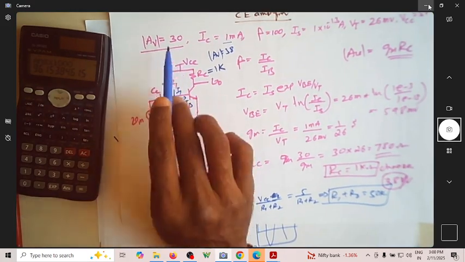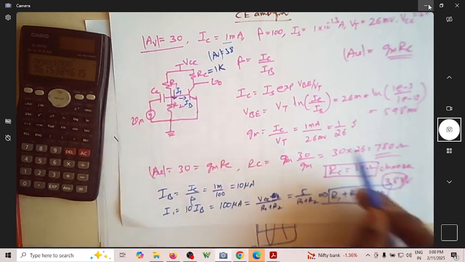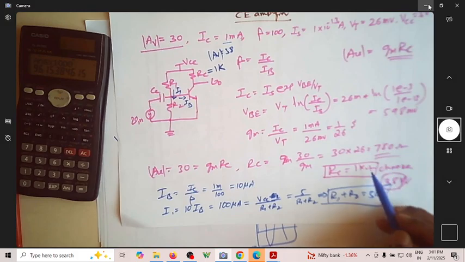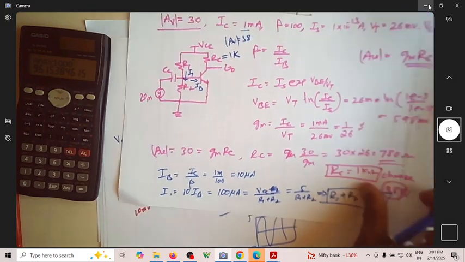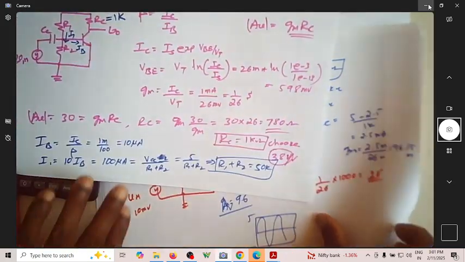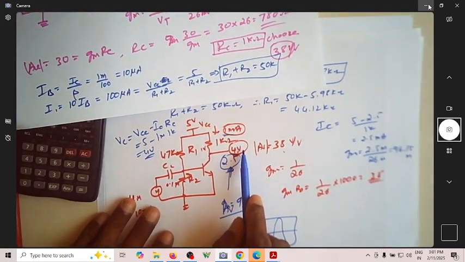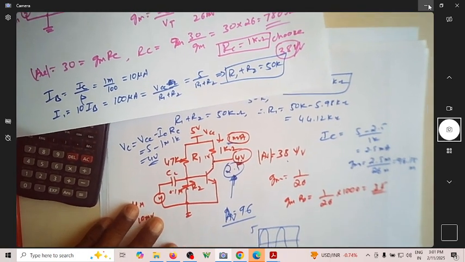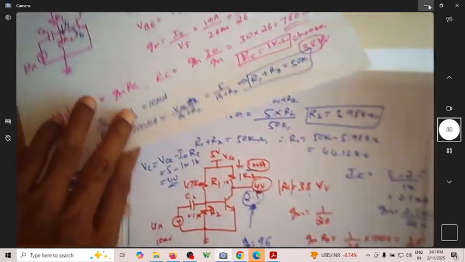I can say it's not exactly 30, it is made 38 because you are using a 1K resistor instead of the 780 ohm. Hope you got this point. Why it's not made as 2.5: if you make it 2.5, 96 is the expected gain. You can actually measure how much is the gain that you're getting.